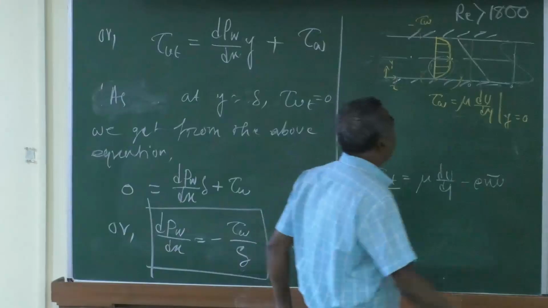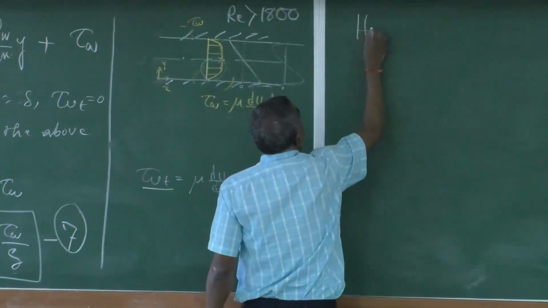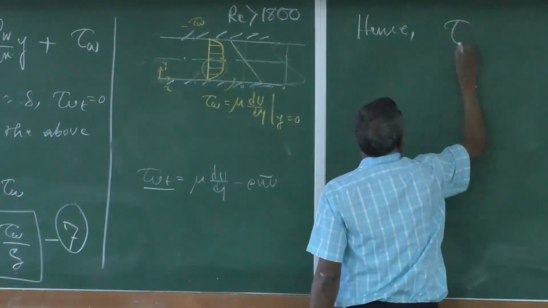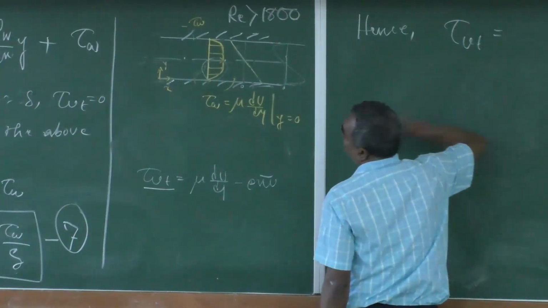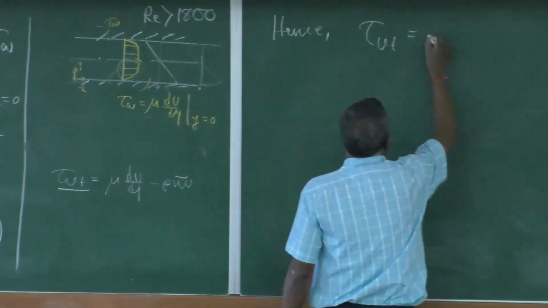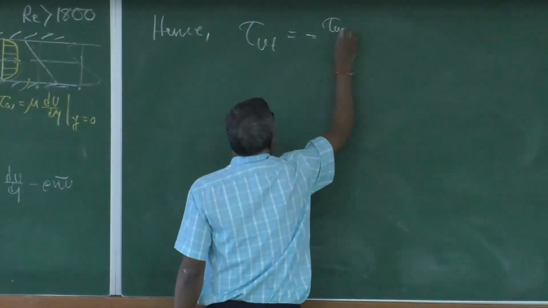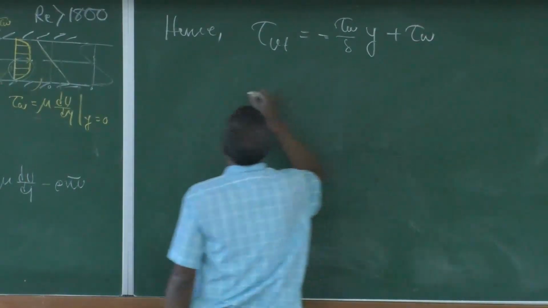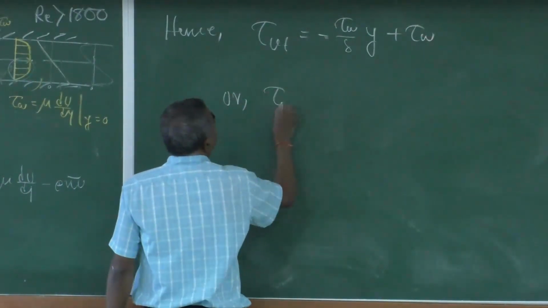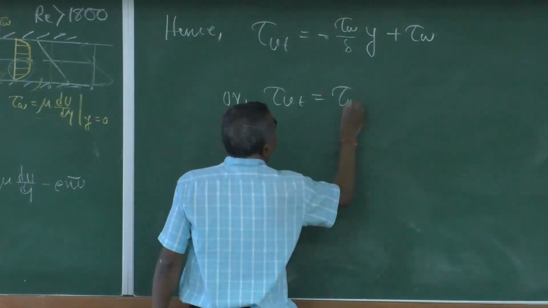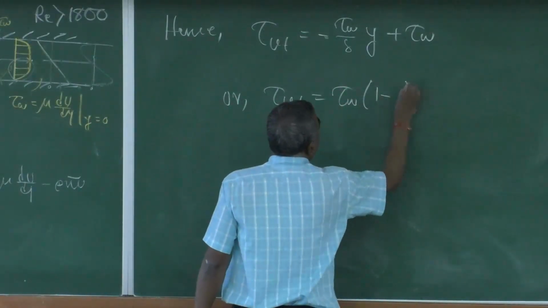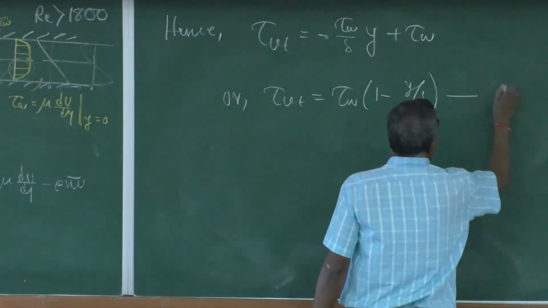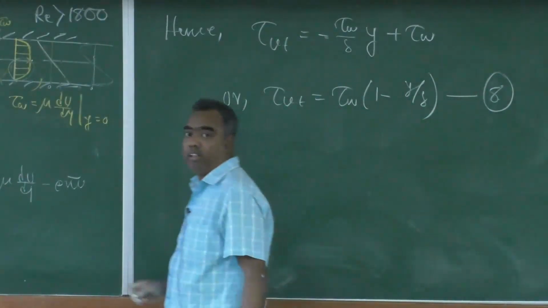If we do that, then what do we get? We can write, hence tau_t equals, replacing the value of p, tau_w by tau minus tau_w by delta y plus tau_w, or tau_t equals tau_w (1 minus y by delta). Let us say this is equation 8. This is a very important equation.